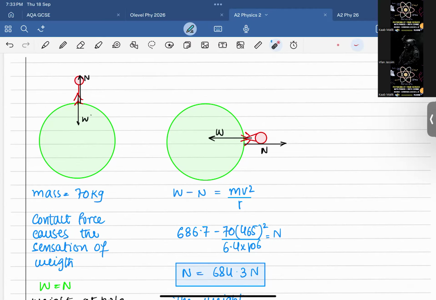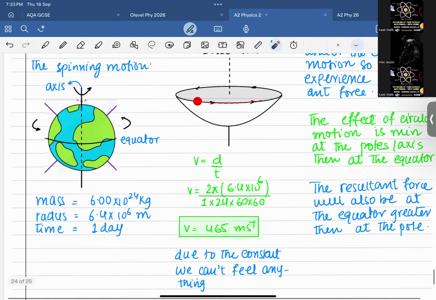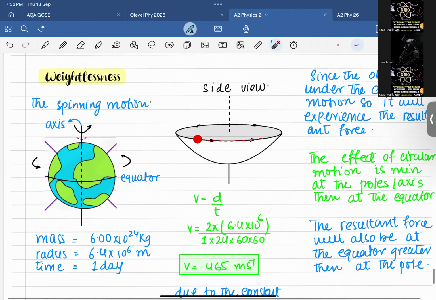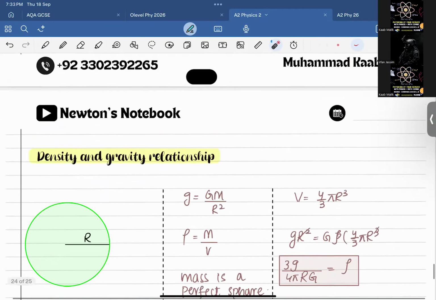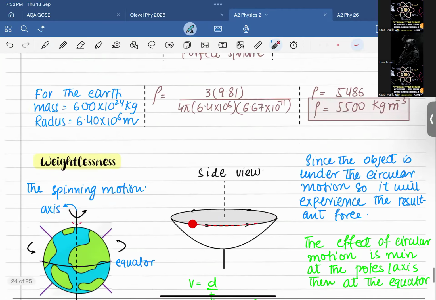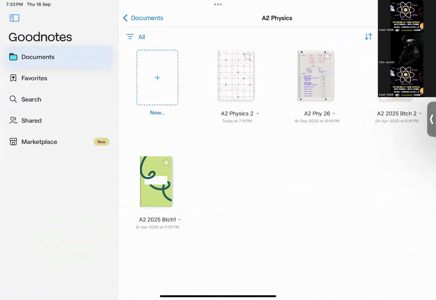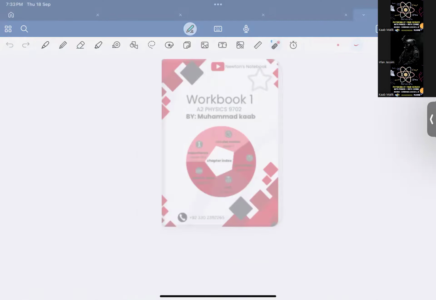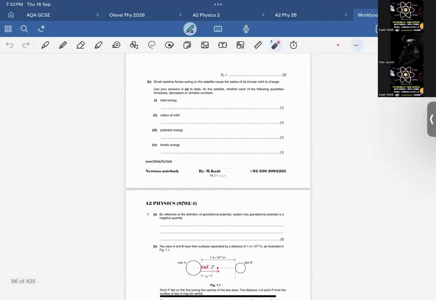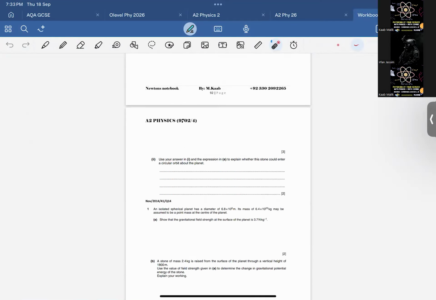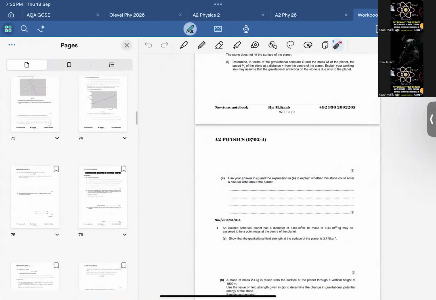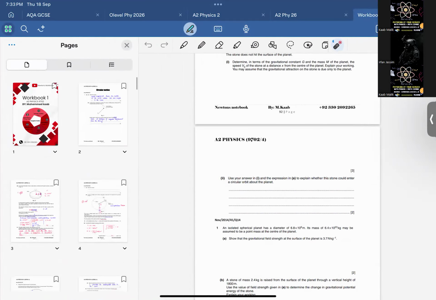So this is the simple concept of weightlessness. Now, shall we move on to the other thing, or shall we just do the question? Wait, I have this question.